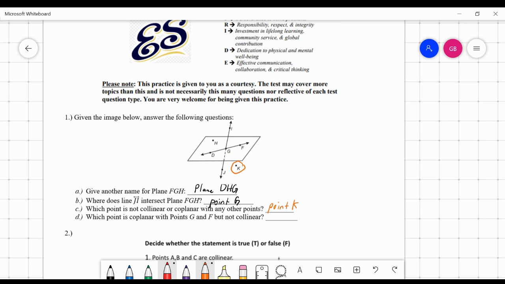And which point is coplanar with points G and F, but not collinear? So G and F are here. So I'm looking for the point that's coplanar, but not collinear. That's going to be point H.